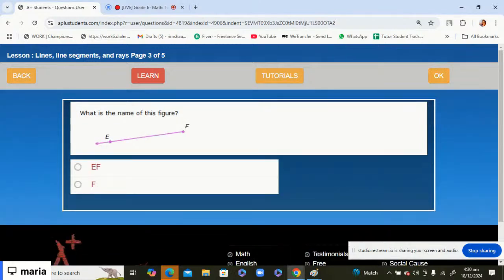What is the name of this figure? There is only one end point and one is moving, so this is called the ray. So a ray is always starting from the end point and moving to some other points, so it's not EF, you can say that it's CF or FE.